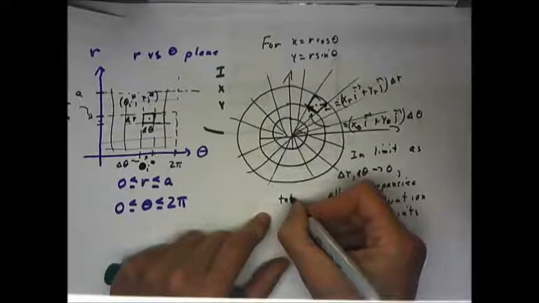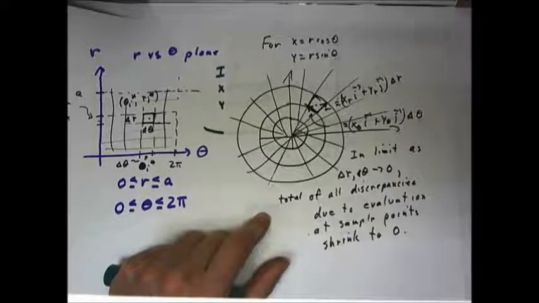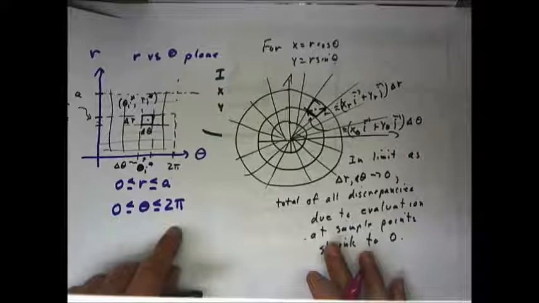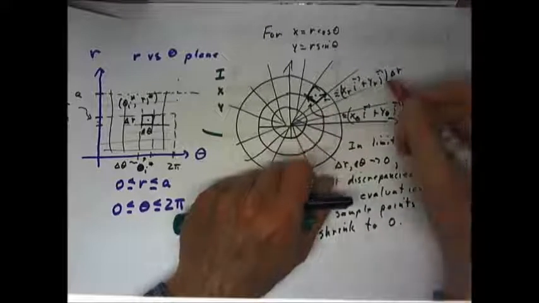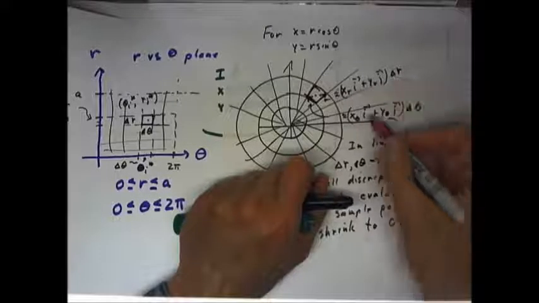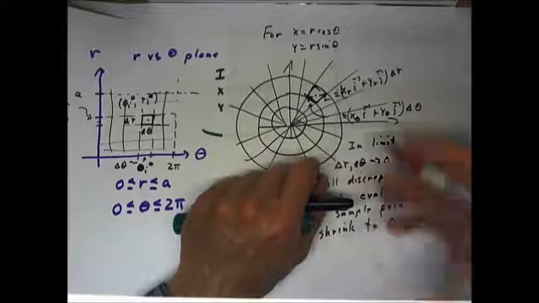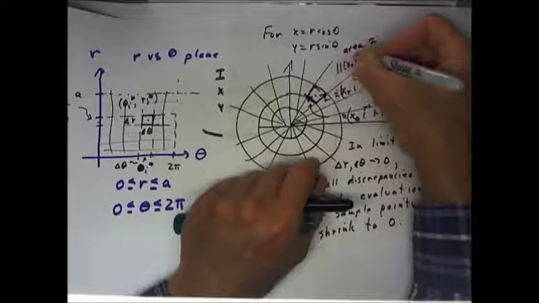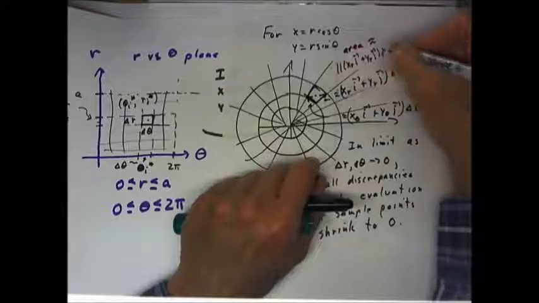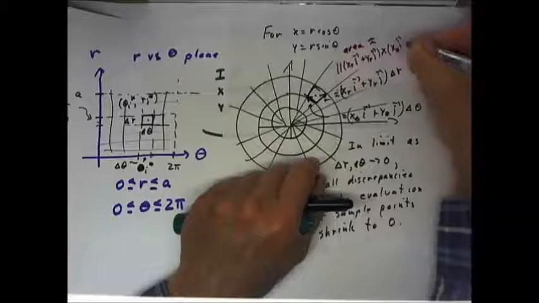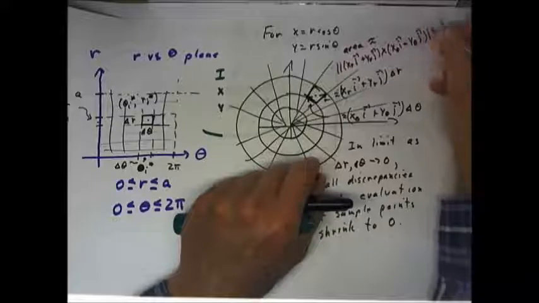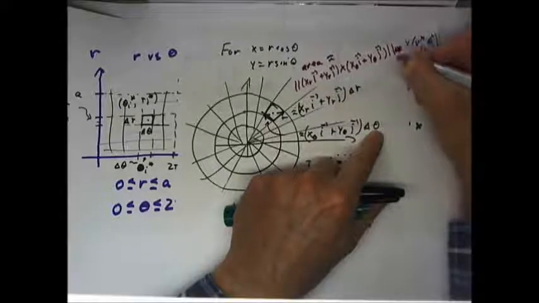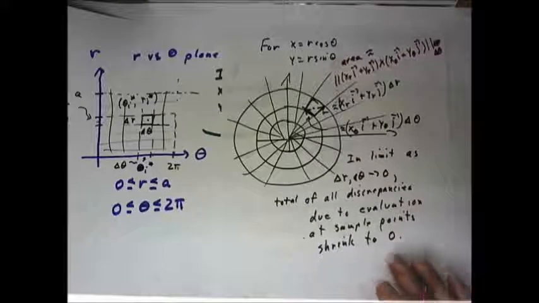And I should have said the total of all the discrepancies shrink to 0, with the result that the area of our arbitrary typical region just becomes the magnitude of the cross product of this vector with this vector. And I'm factoring out the delta x, delta y, delta r, delta theta. Didn't quite get that in the corner there, but we'll write that out more fully in a minute.